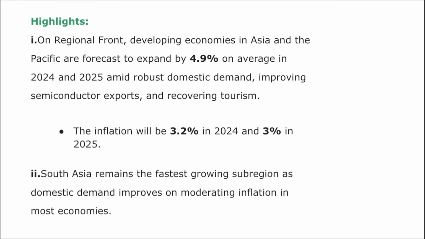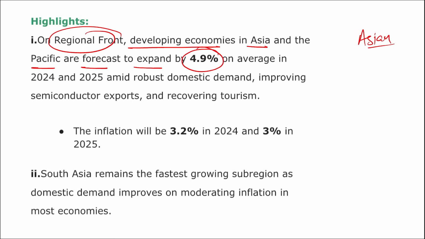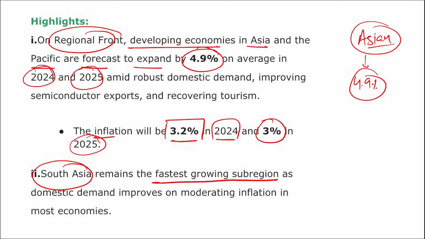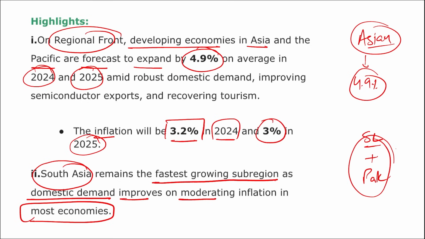Here, if we look at some of the highlights, on the regional front, developing economies in Asia and Pacific are forecast to expand by 4.9% on average. That means if we are talking about Asian economies, the developing countries in Asia will be growing by 4.9% on average in 2024 and 2025. The inflation in the Asian countries will be close to 3.2% in 2024 and 3% in 2025. And South Asia remains the fastest growing sub-region as domestic demand improves on moderating inflation in most economies. Even Sri Lanka and Pakistan, the crisis they were facing is now over and they are also prospering now. Correct?